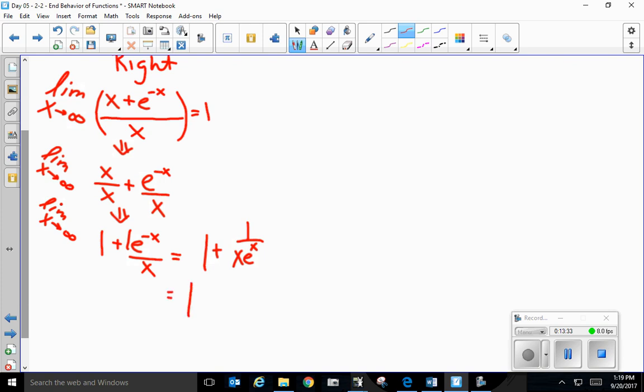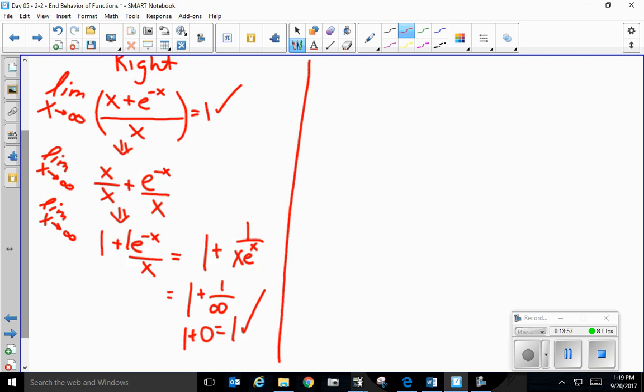So if I do that, I got 1 plus 1 over basically infinity. What does 1 over infinity approach? 0. Because the bottom of the fraction gets bigger and bigger, the value of that fraction gets smaller and smaller and smaller. So much so that it looks like 0, and it equals 1, doesn't it? It equals 1. Now I have to do the same thing for the left side.